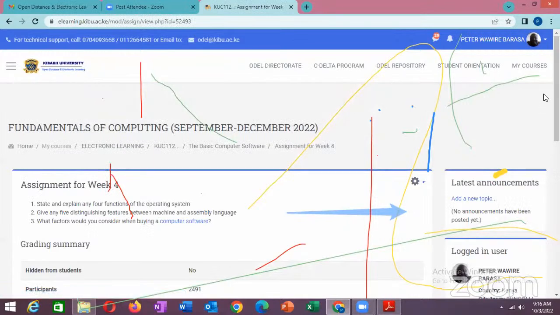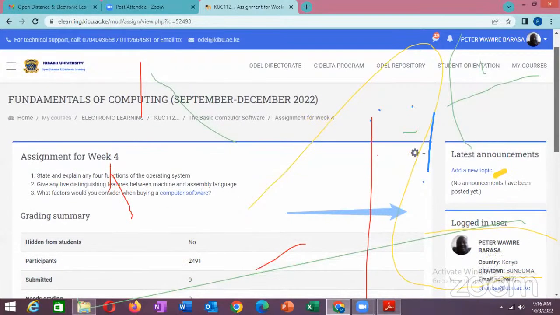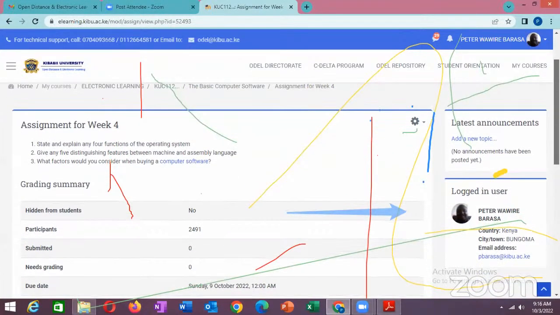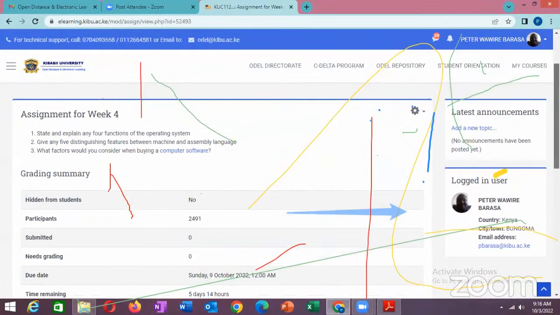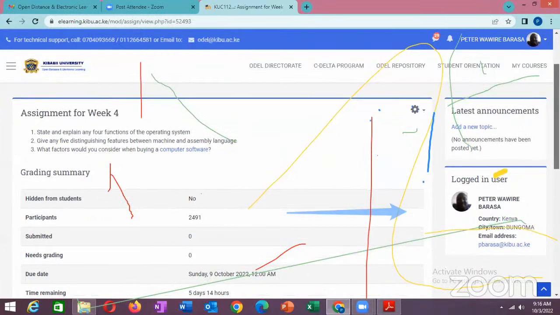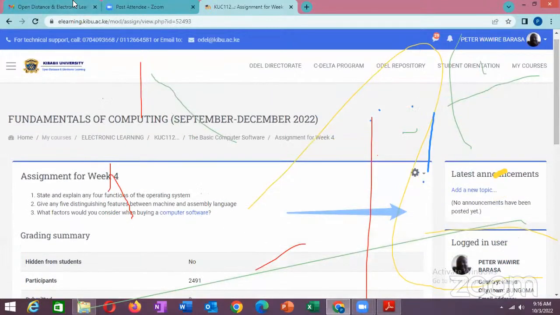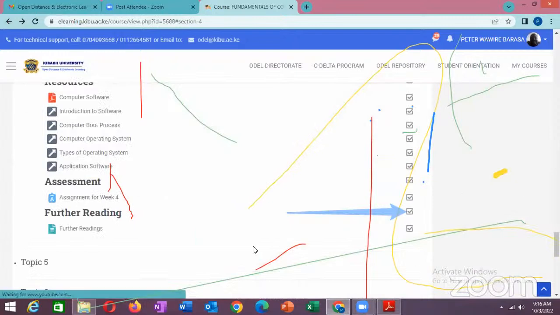State and explain any 4 functions of operating system. Give any 5 distinguishing features between machine and assembly language. What factors will you consider when buying computer software? So these are questions that we will deal with, but we also have videos.